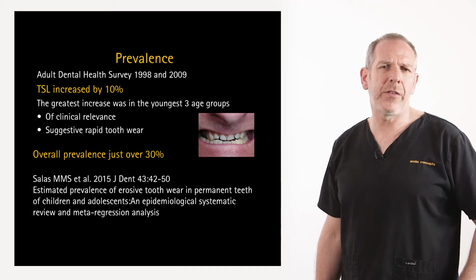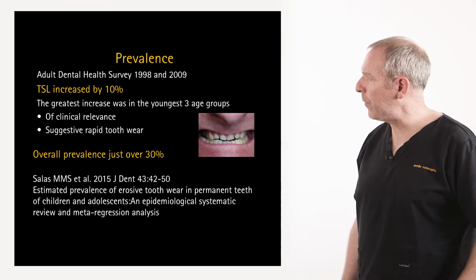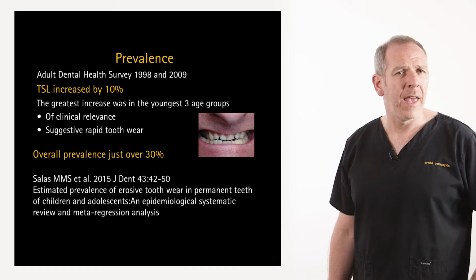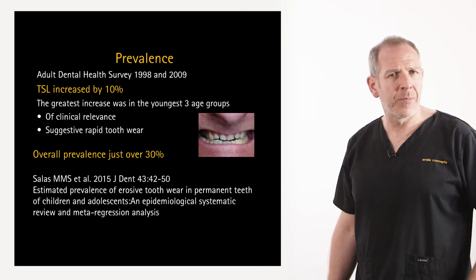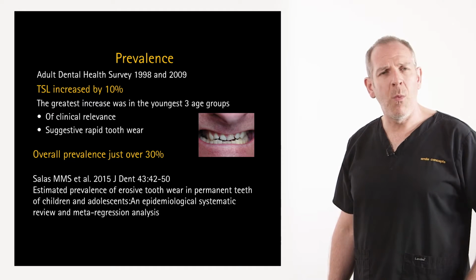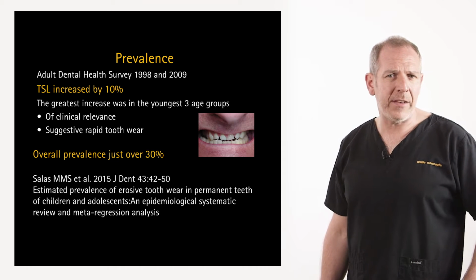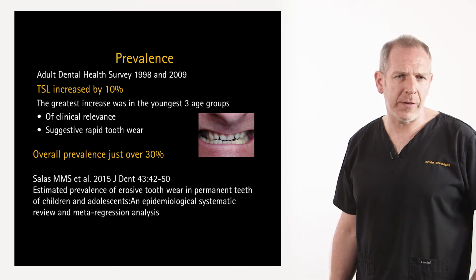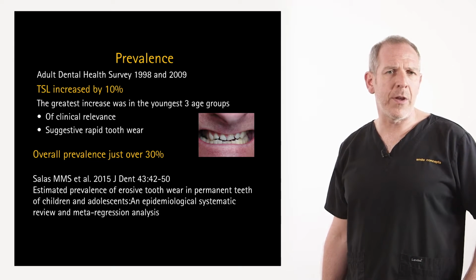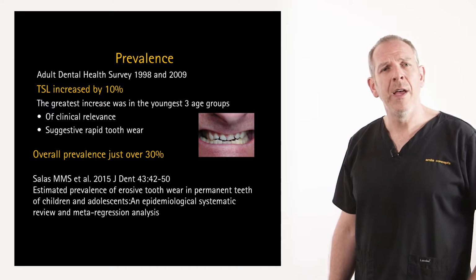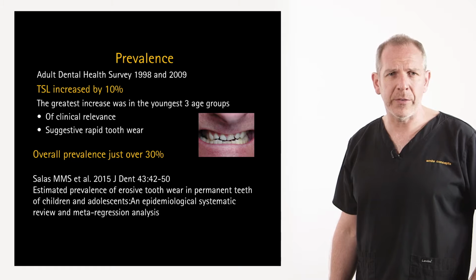What's the prevalence of tooth surface loss? Well, there are 2 papers here really. The first of them is the Adult Dental Health Survey, and it's only been the last 2 adult dental health surveys that have really focused in on tooth surface loss. Well, what they found was that there was a significant increase of 10% in the recording of tooth surface loss. And this is particularly in the younger age groups. The summary was that this was of particular concern because it's in the younger age groups, so this tooth surface loss is only going to get worse.